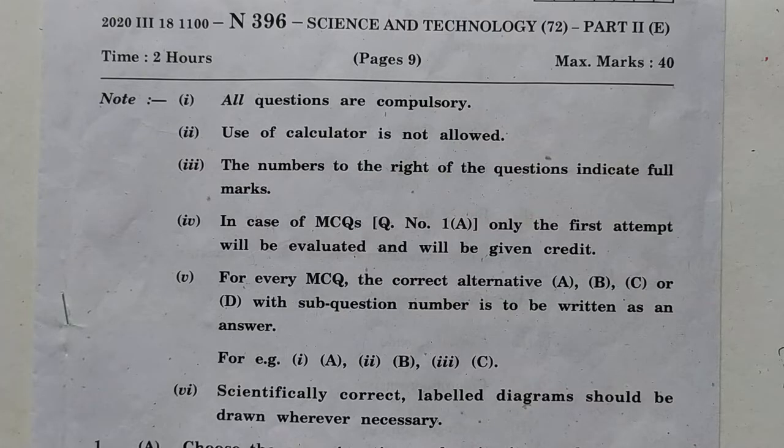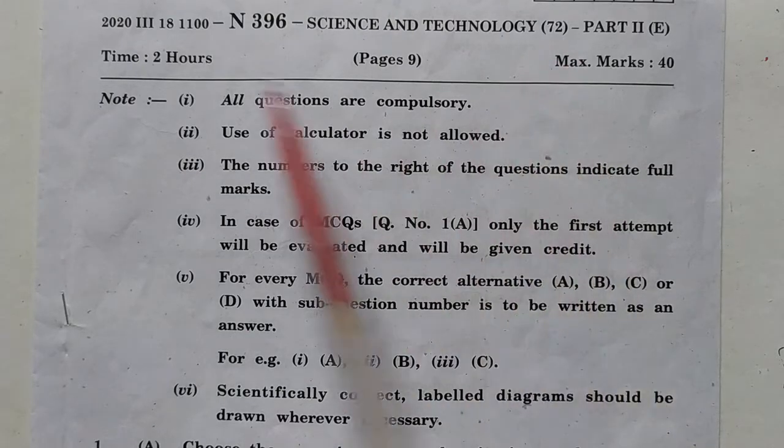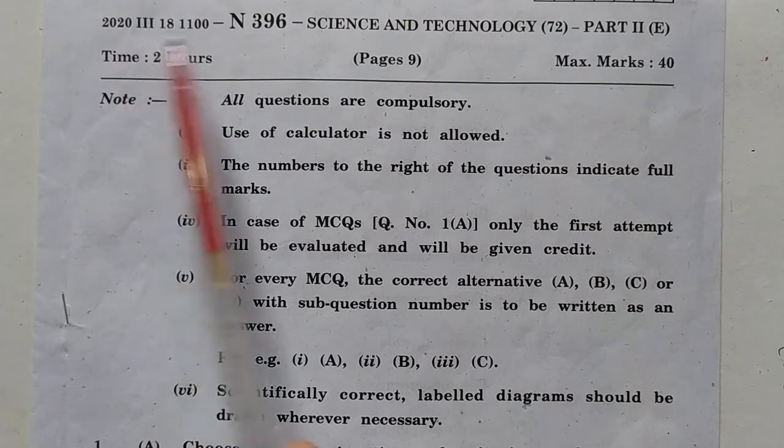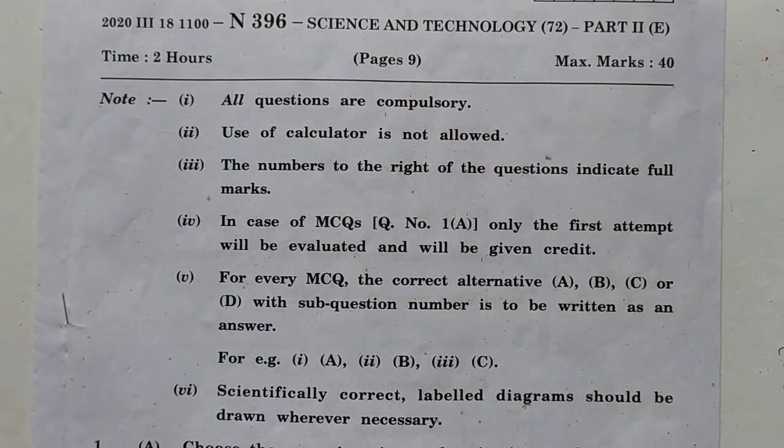Friends, in this video we are going to tally the March 2020 Science 2 question paper. You can see this one is March 2020's question paper and it is from Science 2. So let's see, this is the first page of that paper and you can see a small note. It is given here, there are total 6 points and you have to remember these points while solving the paper.